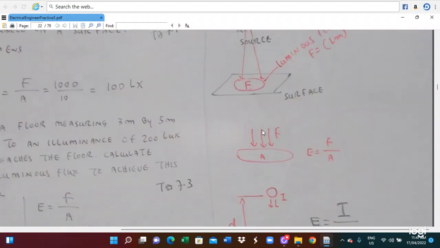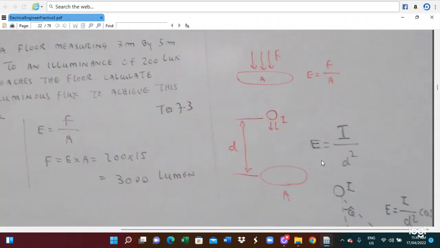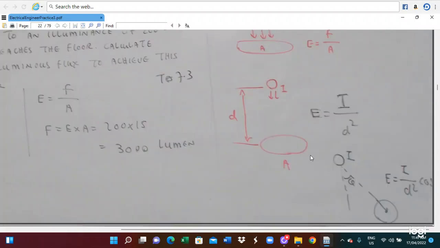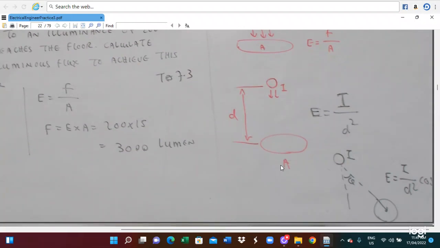Here all the light falls on the surface of area A, E equals F by A. And here is the distance D. In this case, E equals I by D square. This is for light falling directly perpendicular, but if there is an angle theta, then E equals I by D square cos theta. So this is the way we calculate the equation.